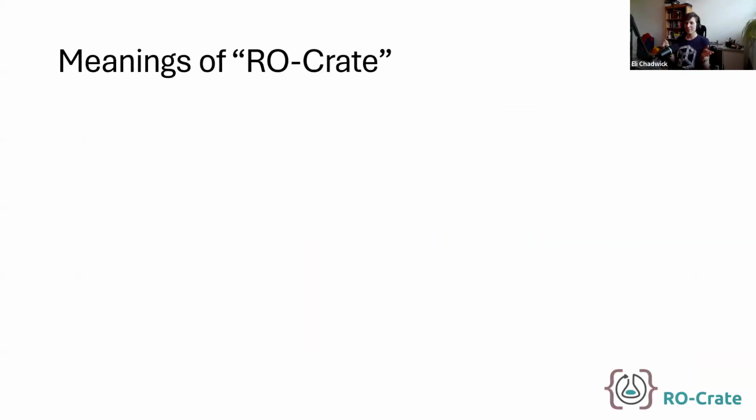Now, when we talk about RO-Crate in conversations, we may well have had conversations where we've mentioned RO-Crate with you before. We kind of use the word RO-Crate with a bunch of different meanings. So I want to just spell out what those are, since this is supposed to be an attempt to demystify the concept.